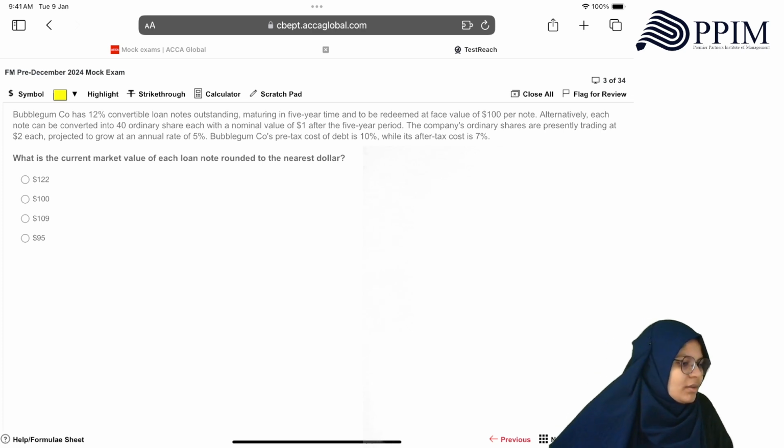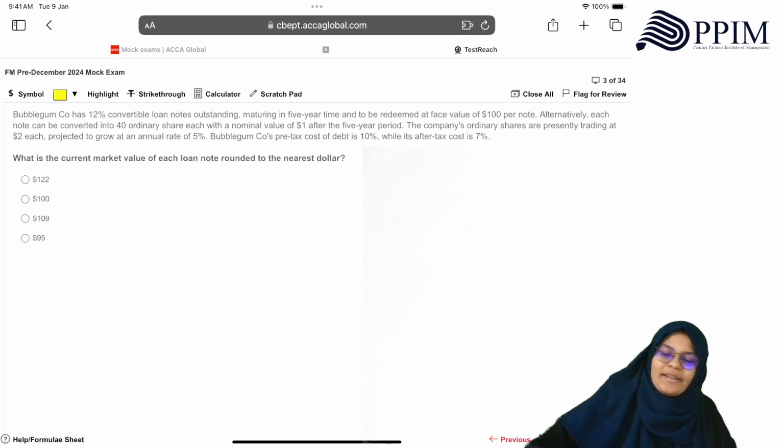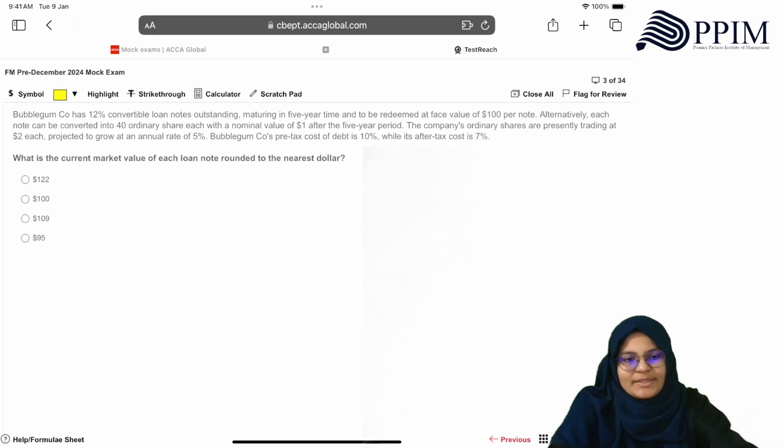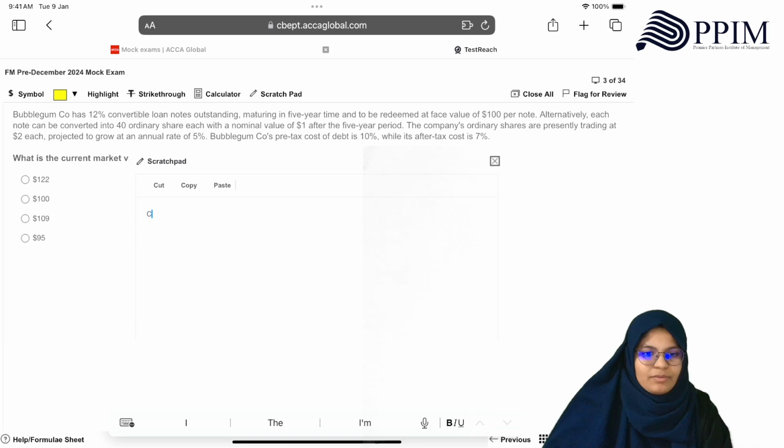Option 1, which is, you're saying it's 122. Okay. Okay, so let me first decide what the conversion value is, because that's the first step now. Let's see if I can use this square now.